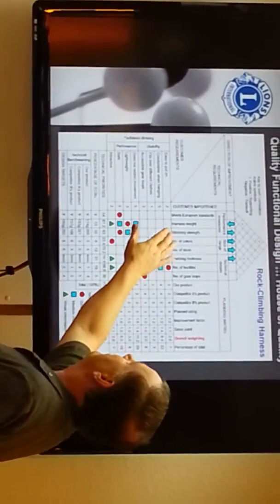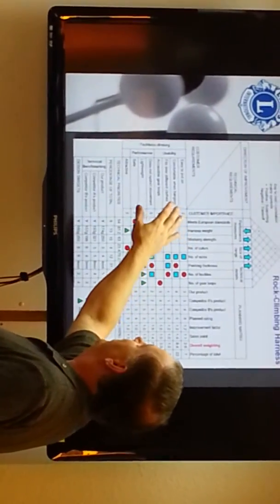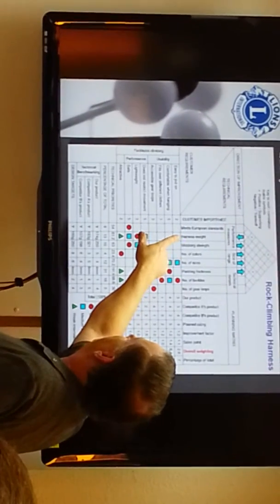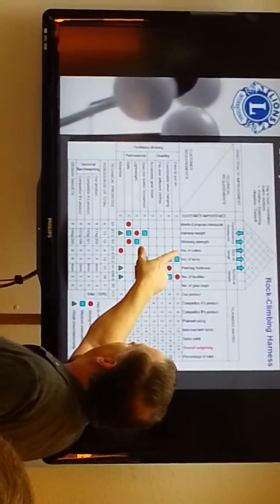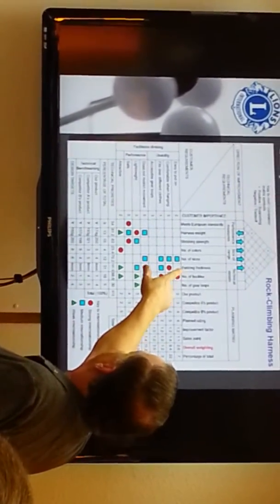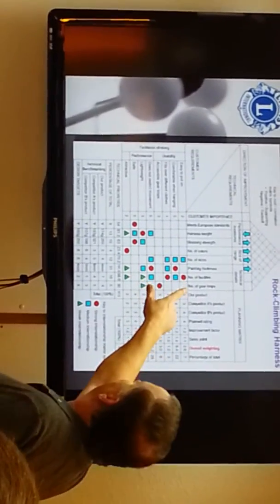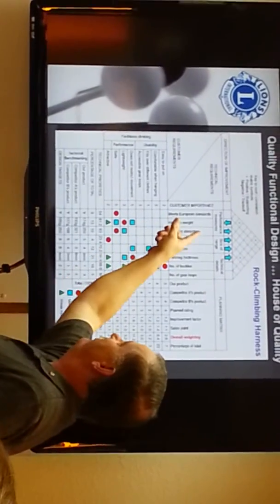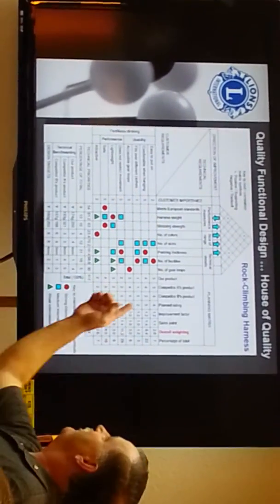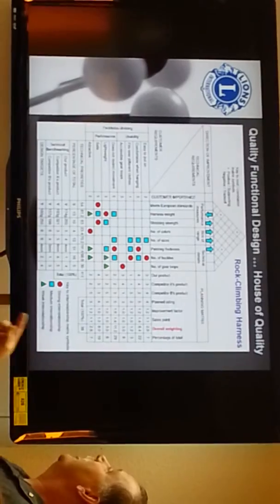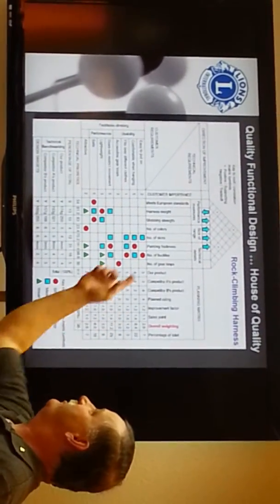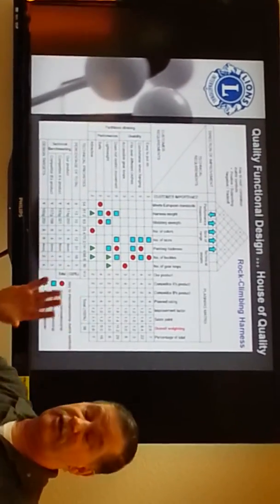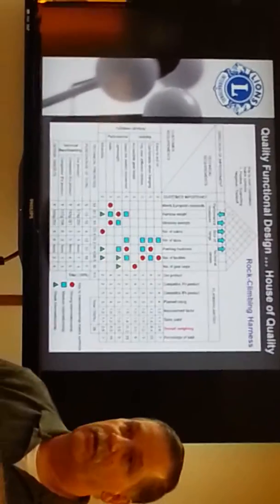And from here, on the top here, it talks about actual performances or aspects of it here. So it meets the European standards, the harness weight, the webbing strength, the number of colors, the number of sizes, the padding thickness, the number of buckles, the number of gear loops, so on and so forth. And all it's doing is showing the relationship between here and here, as well as over here they speak to their competition and how well they do it. And so they translate this to this, and then lastly from this down here to the actual technical aspects where you get your metrics and what have you.